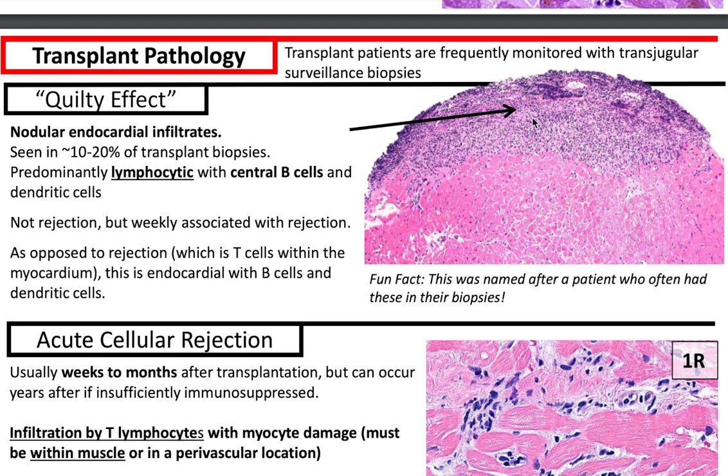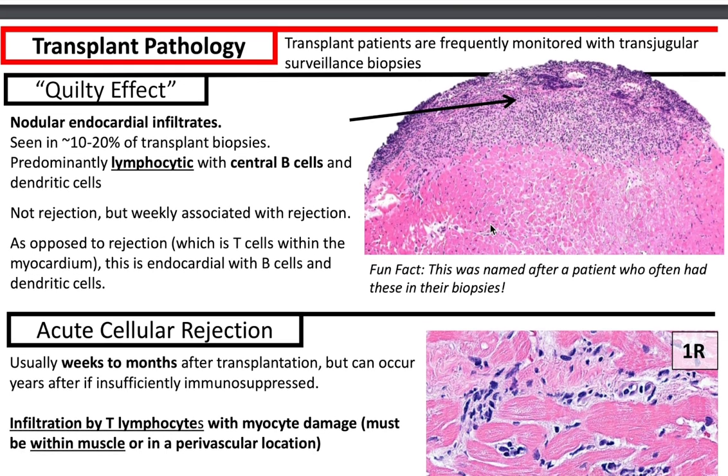It's not rejection, but weakly associated with rejection. As opposed to rejection, which is T cells within the myocardium, this is endocardial, with B cells and dendritic cells. And fun fact, this was named after a patient who often had these in their biopsies.